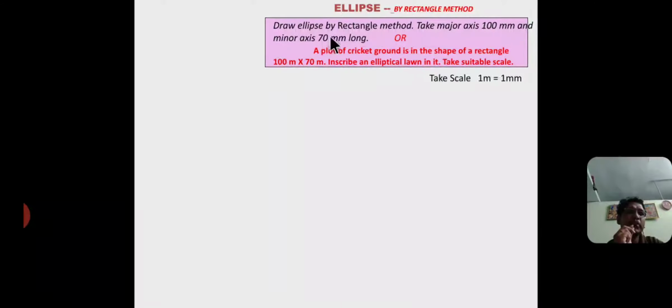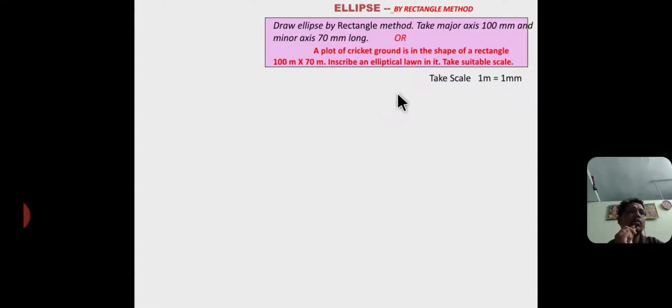Here in the first question the dimensions are in mm, so you can easily draw on the drawing sheet. But in the second problem, the dimensions are in meters, 100 meters and 70 meters. We cannot draw that on a drawing sheet, so in this case you have to consider a suitable scale, that means a reduced scale.